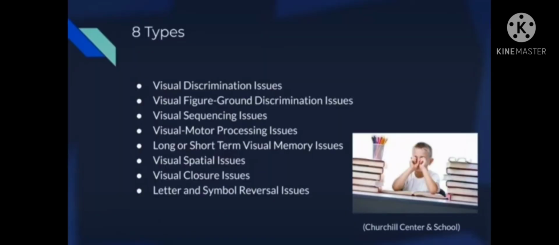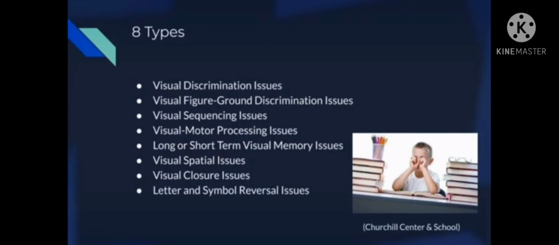There are 8 types of VPD. First is visual discrimination issues. Visual discrimination is the ability to recognize details in visual images. It allows students to identify and recognize the likeness and differences of shapes, forms, colors, and positions of objects, people, and printed materials.